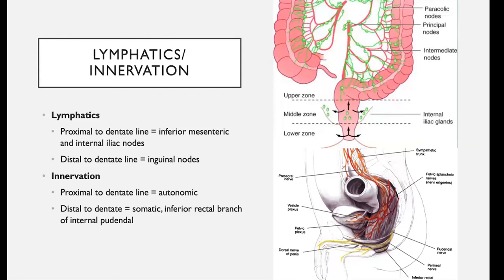And then lymphatics and innervation. So lymphatics proximal to the dentate line drain into the inferior mesenteric and internal iliac nodes, whereas distal to the dentate line, lymphatics drain into the inguinal nodes. And then innervation wise, proximal to the dentate line is autonomic innervation, and distal to the dentate line is somatic innervation from the inferior rectal branch of the internal pudendal nerve. And this becomes important later when we talk about internal and external hemorrhoids.